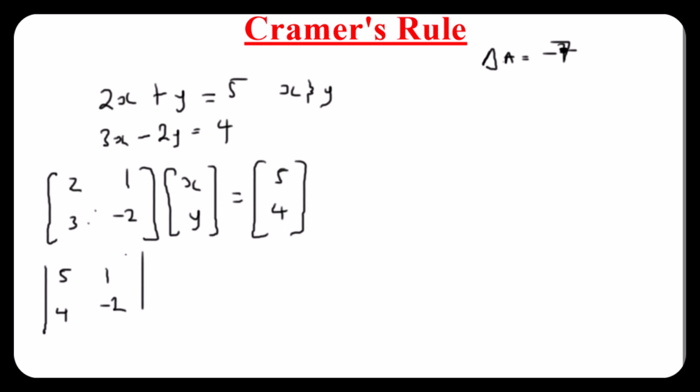After doing this, you want to find the determinant of this also. So this will be the determinant of x. Then you do the same thing for y. That will be the determinant of y. It's quite easy. So find the determinant here. What do we have? 5 times minus 2, so that's negative 10. 4 times 1, that's 4. So negative 10 minus 4, that's negative 14. So the determinant of x is equal to negative 14.